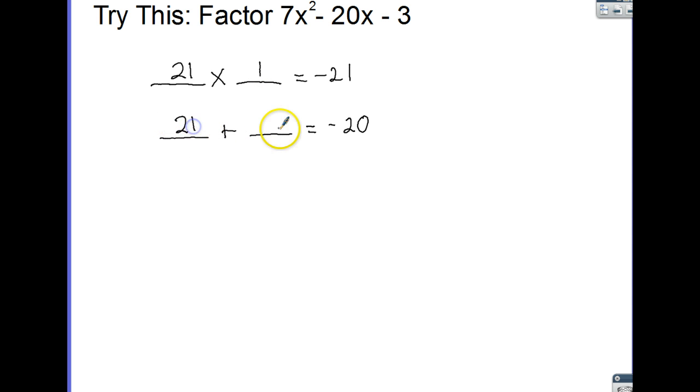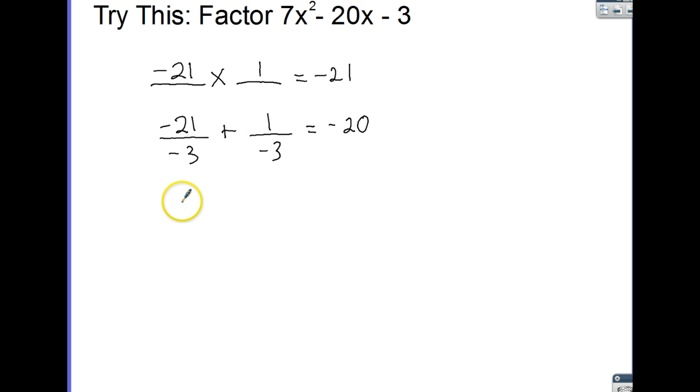Give you a chance to work it. All right, so our product has to equal 7 times negative 3, or negative 21, and our sum has to equal negative 20. With the negative product, I know the numbers subtract to be 20, and that's kind of obvious. It's 21 and 1. When you subtract 21 and 1, you get 20. The largest one has to be negative, so it's negative 21 for the sum to be negative 20. Put it over the C number, negative 3.